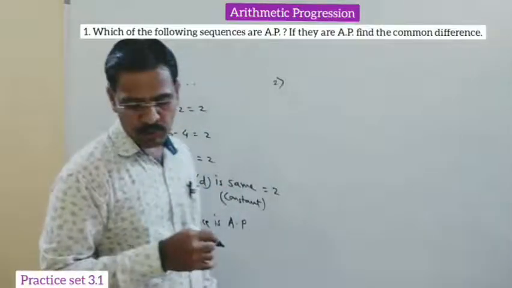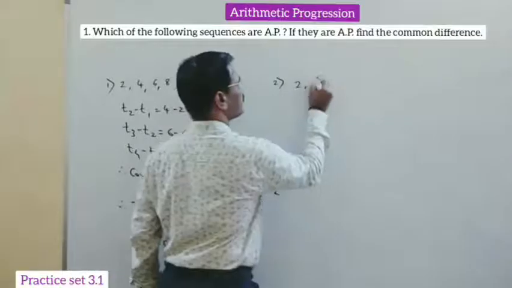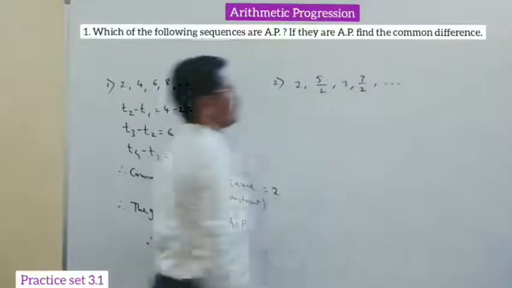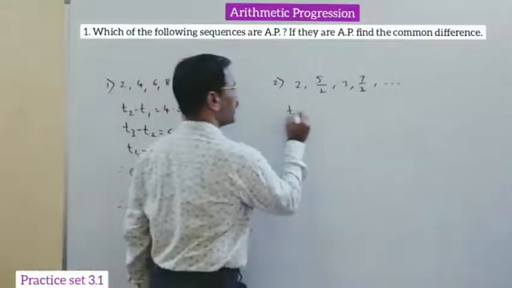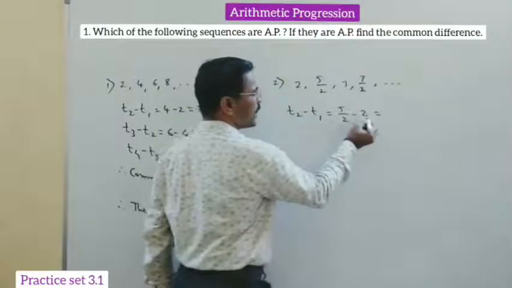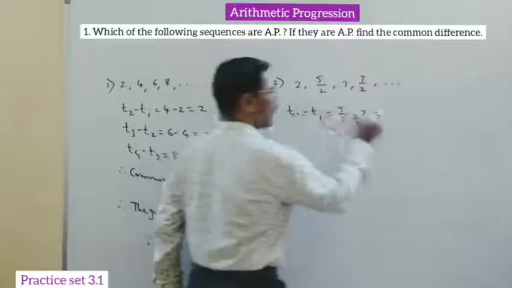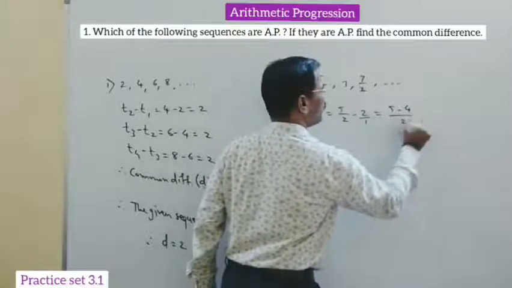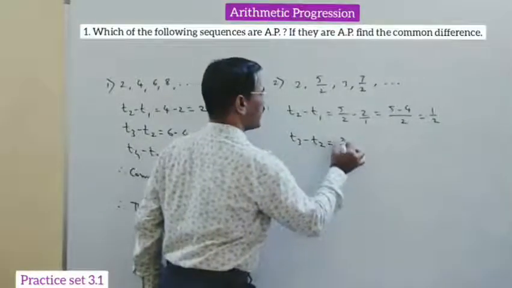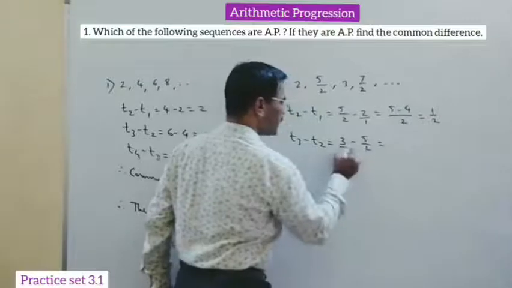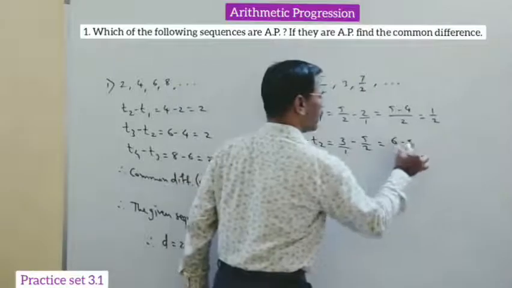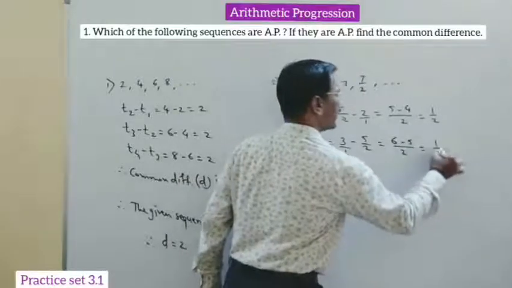The sequence given to us is 2, 5 by 2, 3, 7 by 2. Let's check. See here, T2 minus T1, 5 by 2 minus 2. What will come here now? Nothing is there, so write 1 as the denominator. 5 minus 2 times 2 is 4, upon 2, so 1 by 2. Now T3 minus T2, that is 3 minus 5 by 2. Here it is upon 1, so we can write 1. 2 threes are 6 minus 5, upon 2. So here it is again 1 by 2.